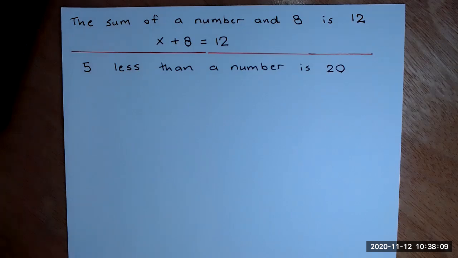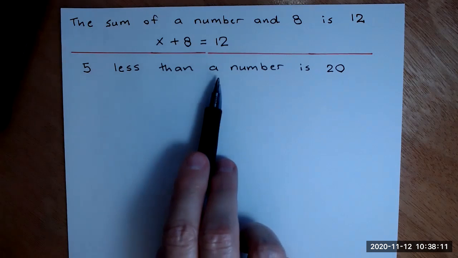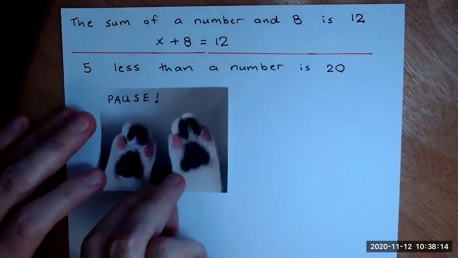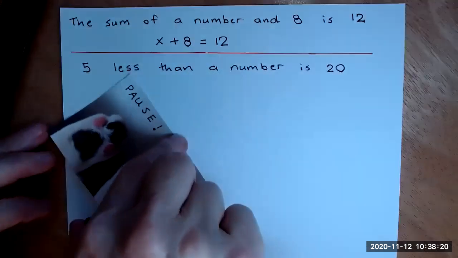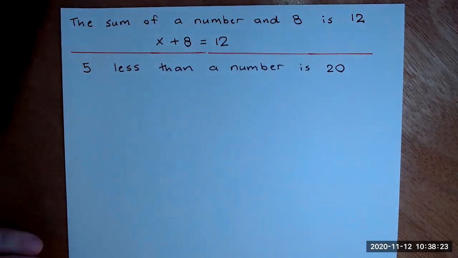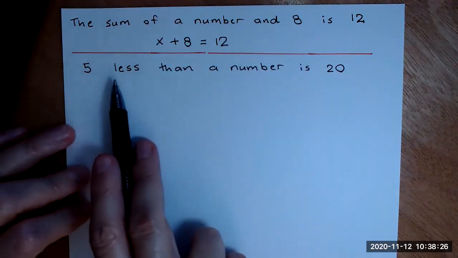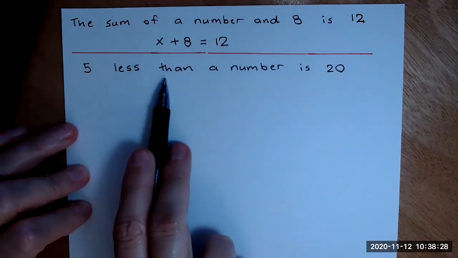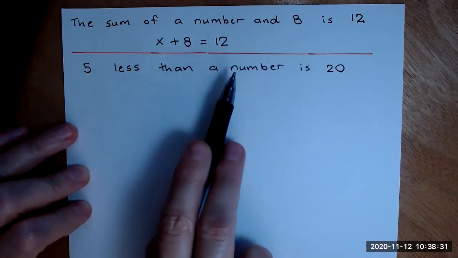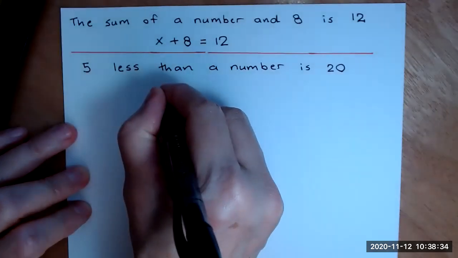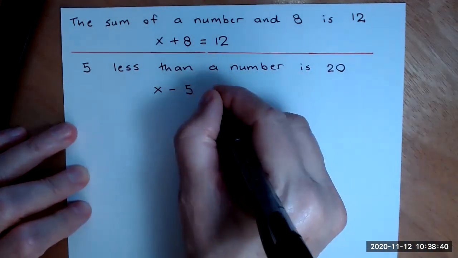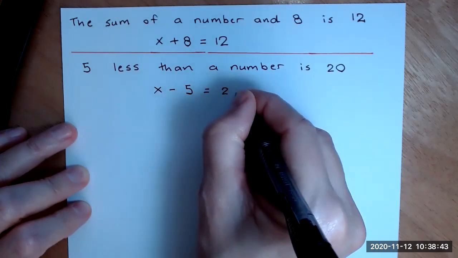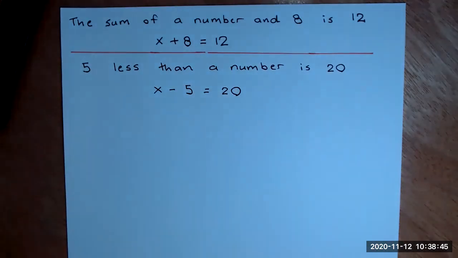All right, this one's a little bit more challenging. 5 less than a number is 20. Again, I would hit pause and try that one on your own. All right, so less than, remember that's the counterintuitive example. 5 less than a number means that number, take away 5, is means equals. And there's your equation. Let's try another.